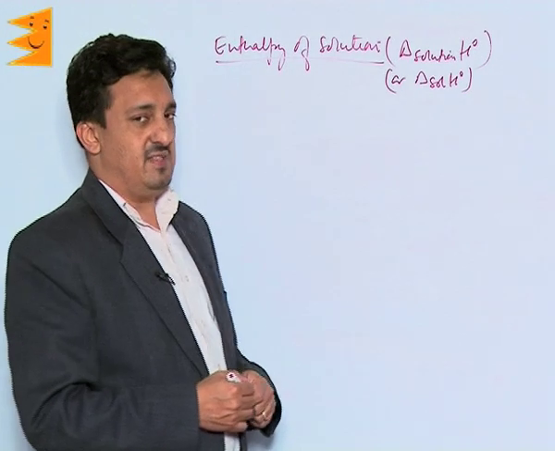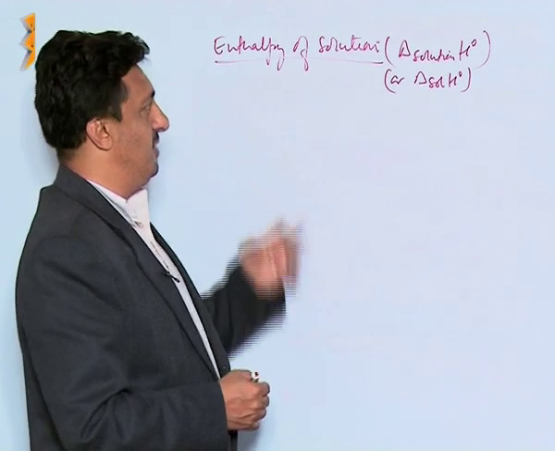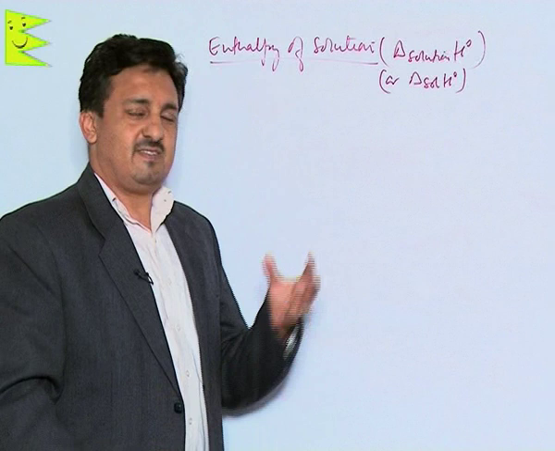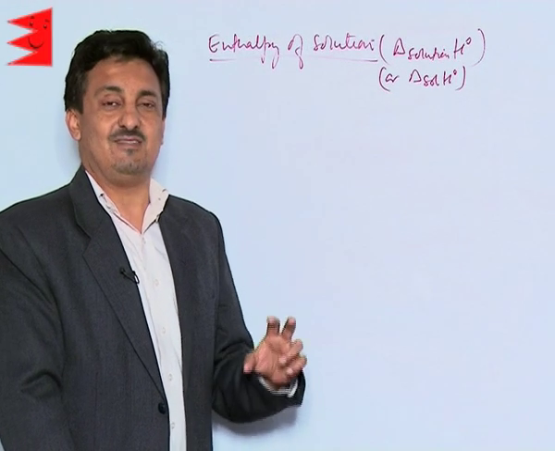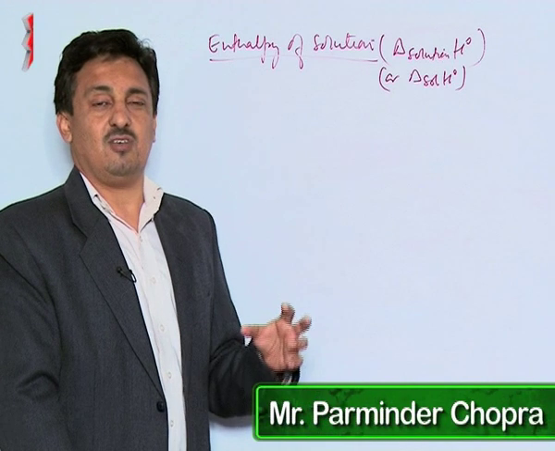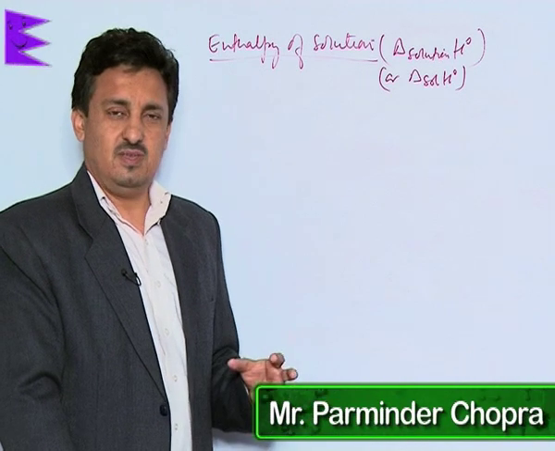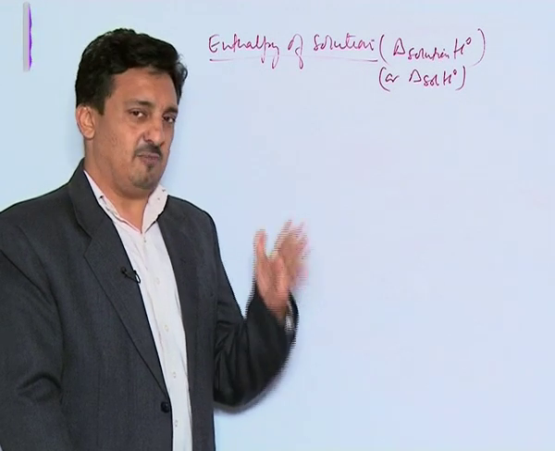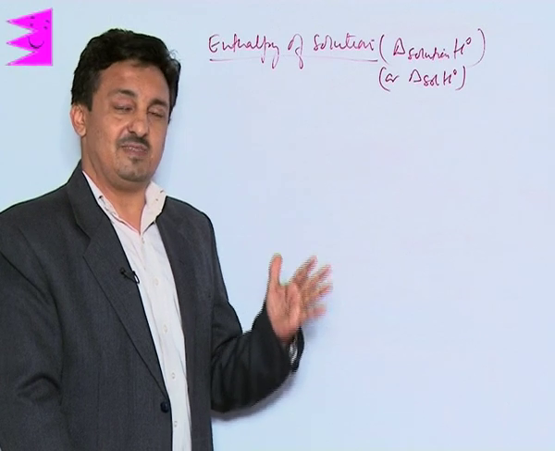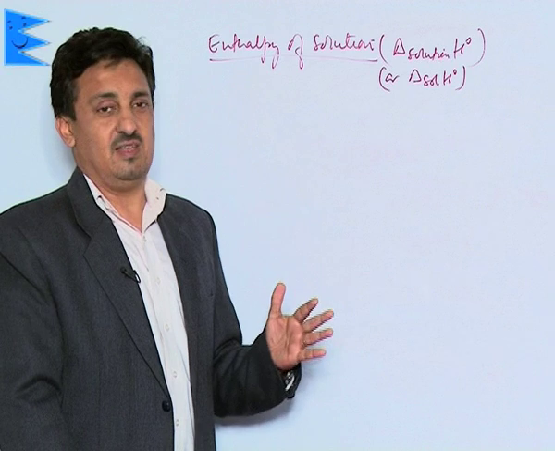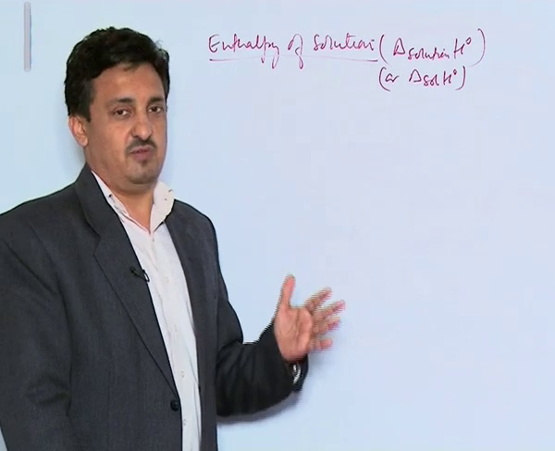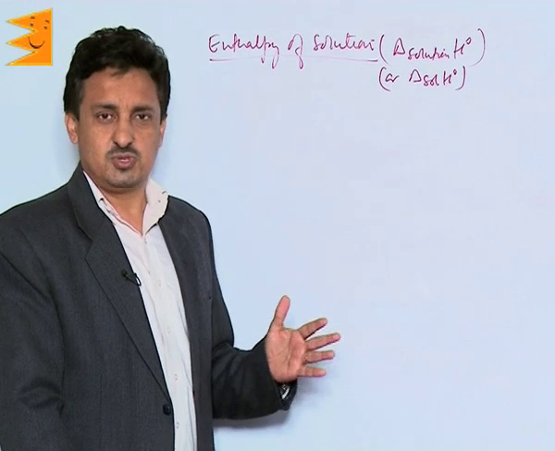Now the next type of enthalpy we need to understand is the enthalpy of solution. It's the amount of energy released or absorbed when 1 mole of a substance is completely dissolved in what? In excess or in a large amount of solvent. So the amount of energy released or absorbed when 1 mole of a substance is completely dissolved in the solvent is called the enthalpy of solution of that particular solute.